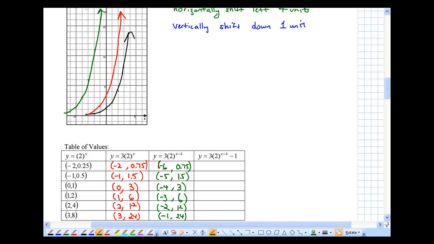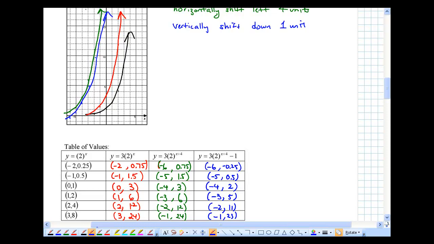And we're almost done because now the last part is to go down 1. So negative 6, 0.75 minus 1, 0.25, negative 5, 0.5, negative 4, 2, negative 3, 5, negative 2, 11, negative 1, 23. So we'll shift everything just down 1 unit. So yeah, everything shifted down 1 unit.